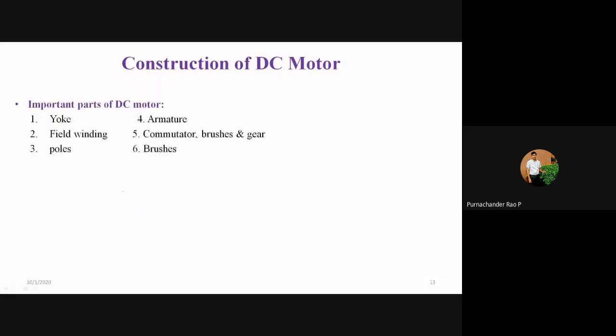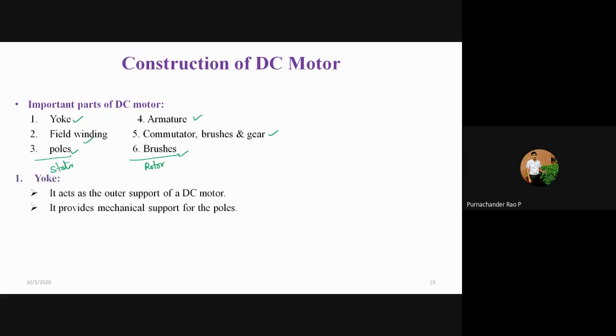Now the important parts of this DC motor are, we have seen here, the yoke, the poles and the field winding which are placed on the stator, and the armature, a commutator and a brush assembly which is placed on the part of a rotor circuit, and also the brushes. So the yoke, field winding, and poles are the part of the stator, and the armature, commutator and brushes are the part of the rotor.